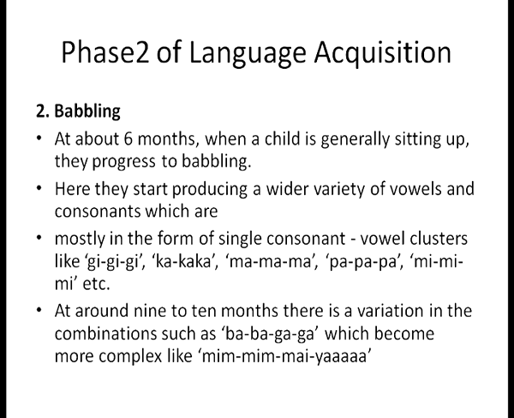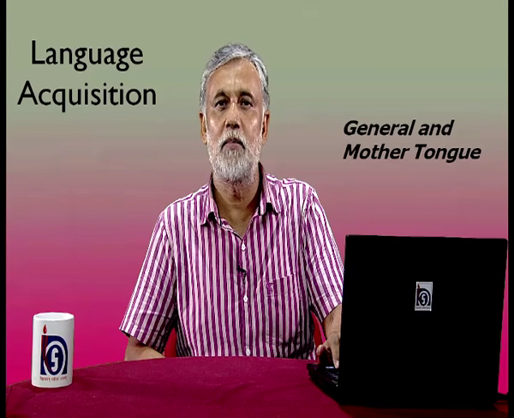Now, at around 9 to 10 months, there is a variation in the combinations. Until now, it is the same sound which is being repeated, like ka, ka, ba, ba, ma, ma, pa, pa. At the next stage, you can hear ba, ga, ga, ba, ka, ba, ka, ma, pa.